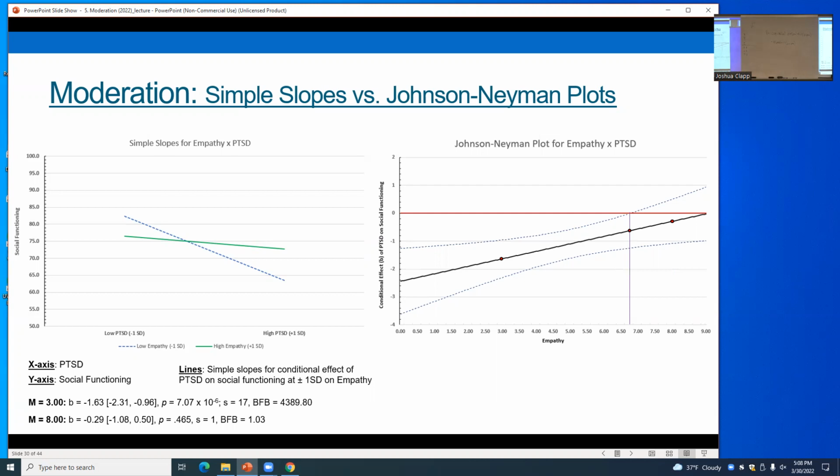But if you're really interested in boundary conditions, which I would argue is the more interesting piece, this is what the unique effect of PTSD on social functioning looks like across the full range of empathy, at least as it's been measured in this model. It's going to be negative until we get to this point, and then our confidence bound crosses the line. So we would say we don't have evidence for an association, a unique effect of PTSD on social functioning, once we get to people who are about 6.75 on empathy.